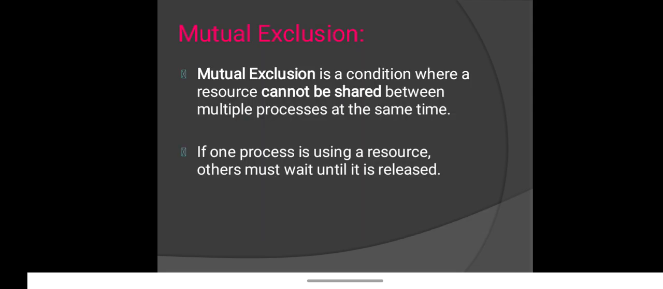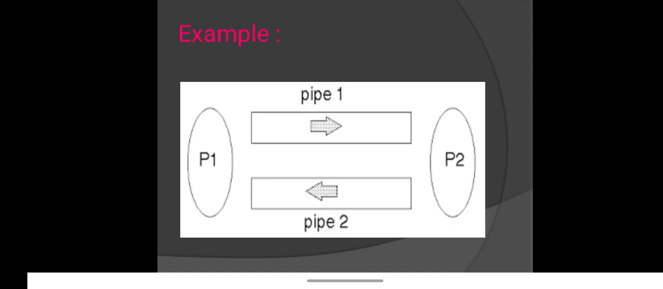First one is mutual exclusion. Only one process at a time can use the resource. Exactly, it cannot be shared between multiple processes at the same time. If one process is using the resource, another must wait until it is released. Example, a printer can only be used by one process at a time. If process A is using the printer, process B must wait in the queue. This picture defines mutual exclusion.